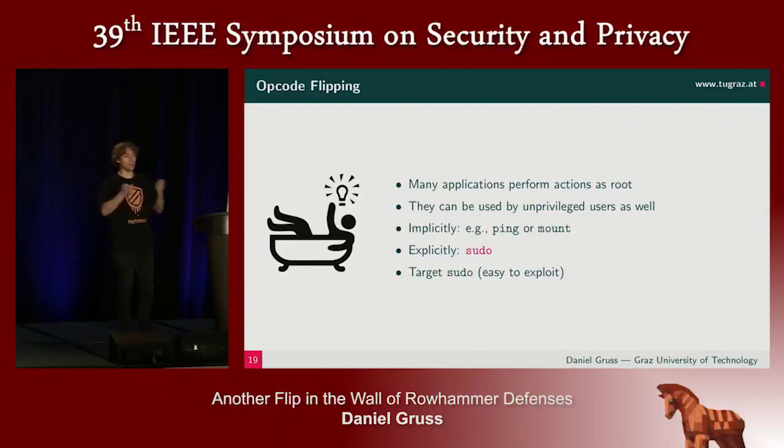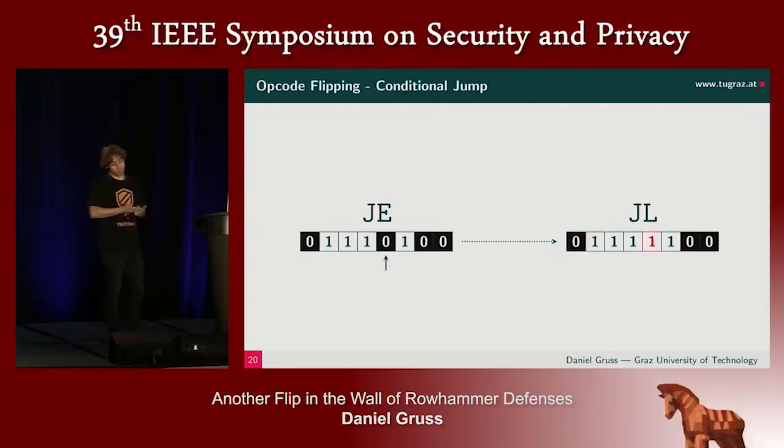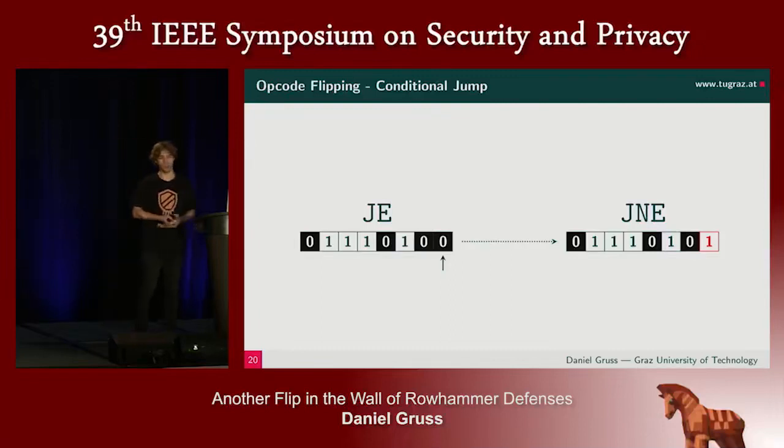And to illustrate what happens or might happen in the sudo binary, we will look at a jump equal instruction. If we flip a bit in a jump equal instruction, it will change the semantics of the program. And if the right bit flips, it changes the semantics in a way that you can directly bypass the password check. This is quite unfortunate. Let's see whether we can actually have a bit flip in exactly that location.